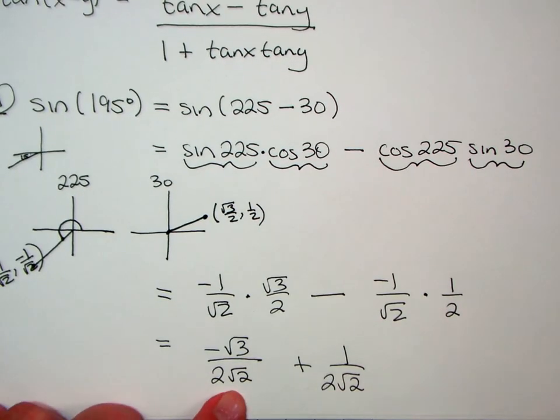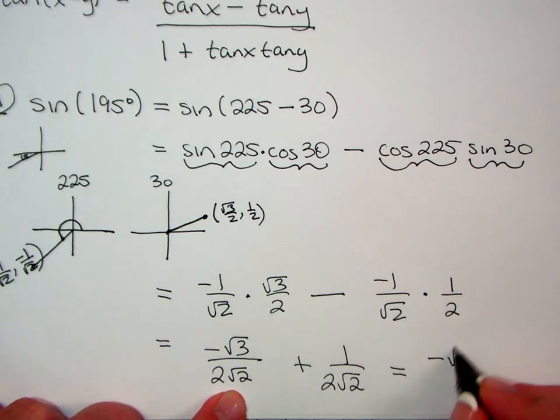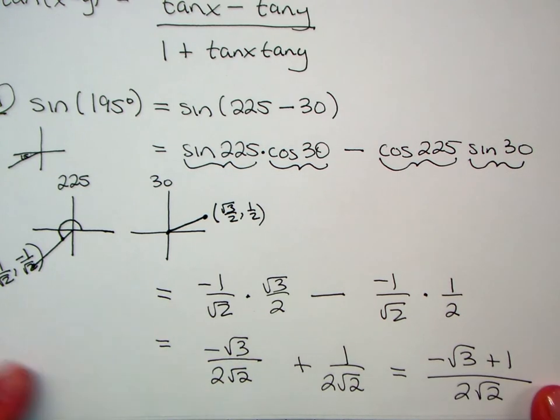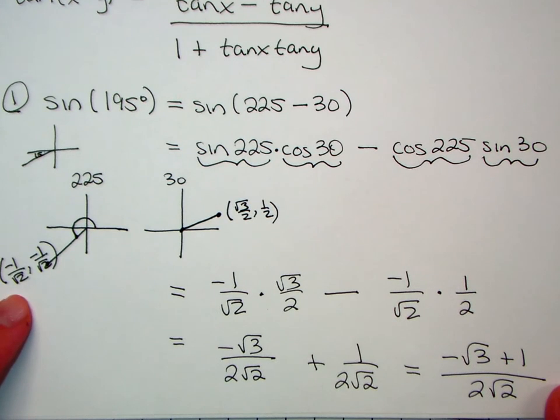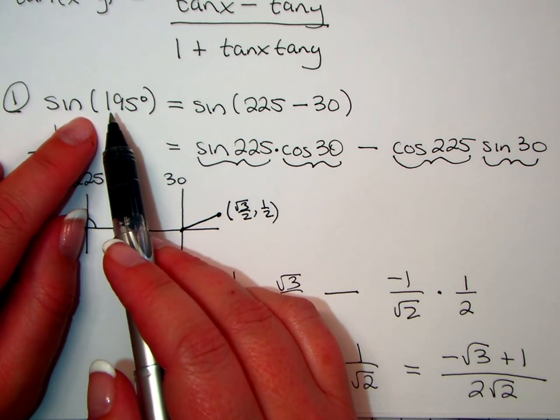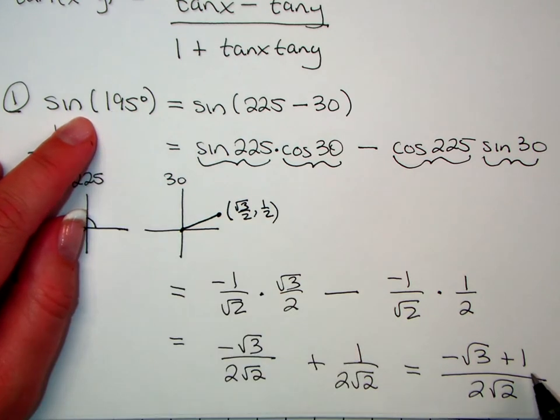And so I have a common denominator, so I'm just going to write this as negative rad 3 plus 1 over 2 rad 2. Now, if you're using rad 2 over 2 instead of 1 over rad 2, your answer would be equivalent. Whatever you got, you could plug it into the calculator and get a decimal. If you plug this fraction in, you'll get the same exact decimal as sine of 195 degrees.